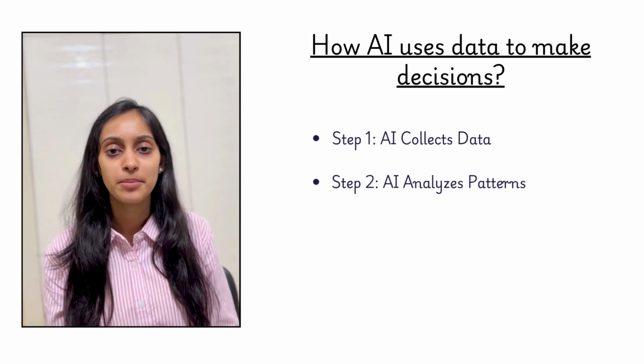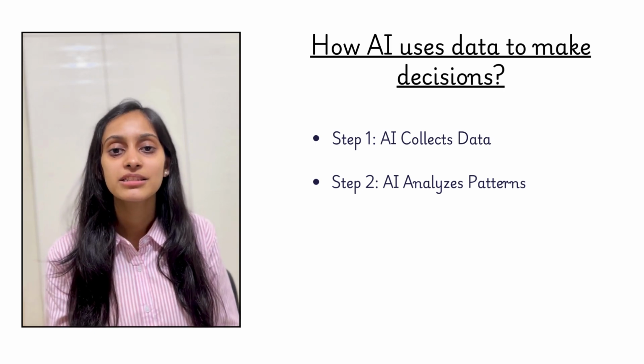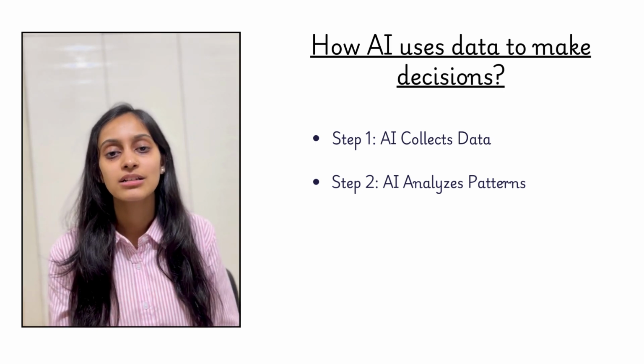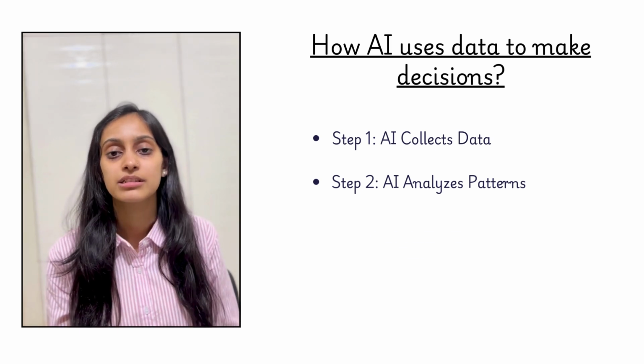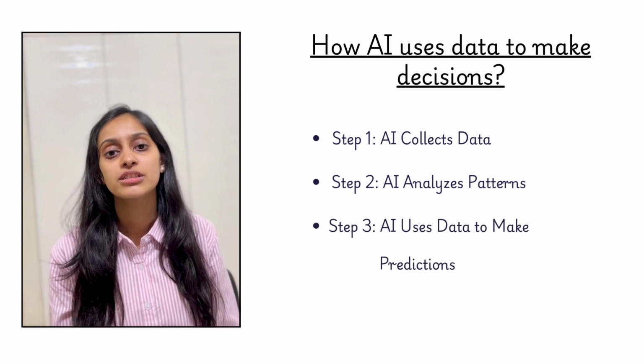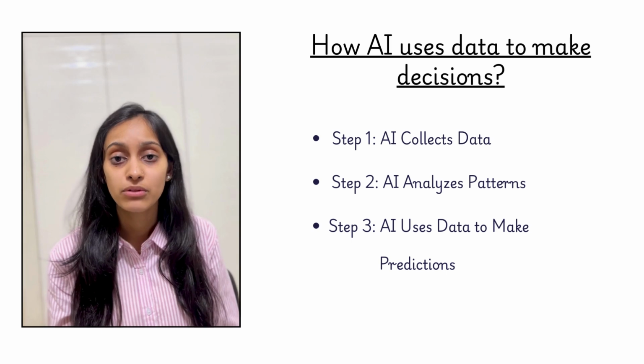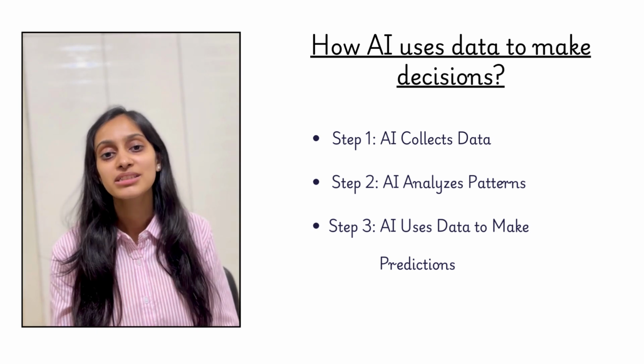Next is step 3, which is making the decisions. Once the patterns are learned, the AI system can predict tomorrow's weather, and it can also suggest whether there will be rainfall or whether it will be sunny.